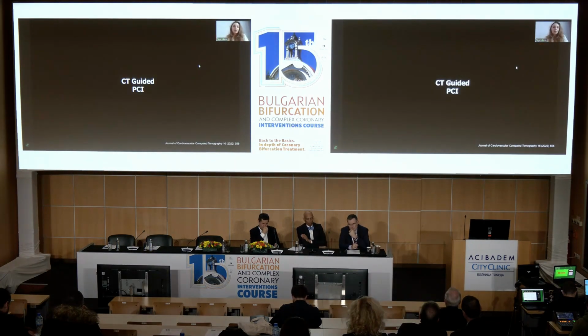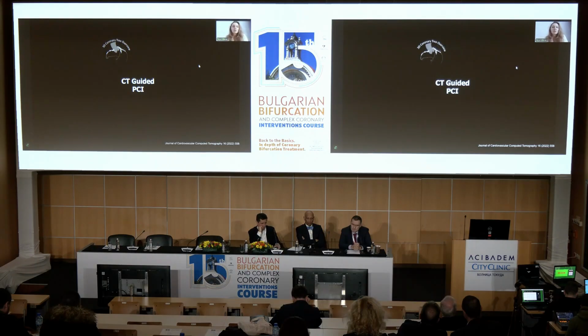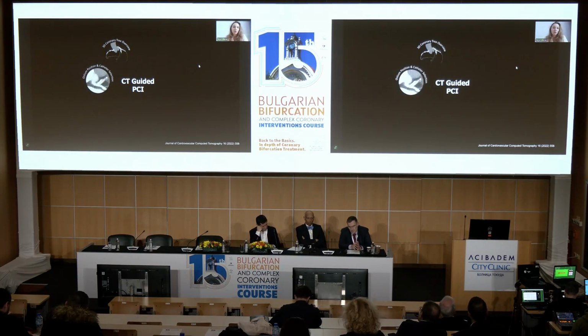But how can we actually do this? How can we guide our PCI with just this non-invasive tool of CT? You see, CT has this very, very nice benefit that we have 3D coronary visualization. We can rotate our coronary tree and the heart in every way possible, in ways that are definitely not possible in the cath lab, and we can visualize our bifurcations in every way that we want.